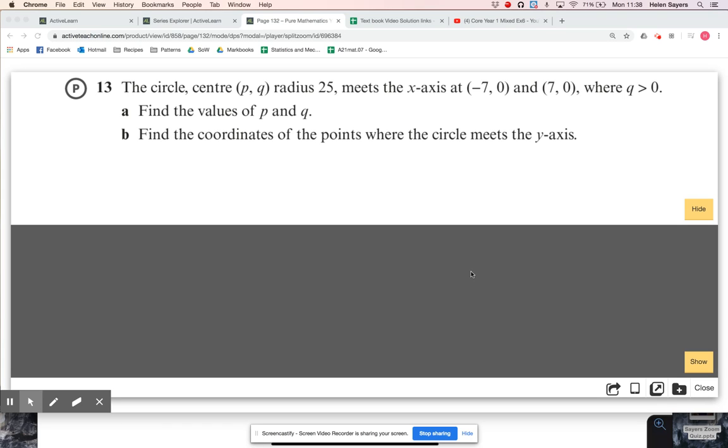Okay, so we're looking at mixed exercise 6 from the first year core textbook. So we're on circles and we're looking at question 13. So it's a problem solving one.